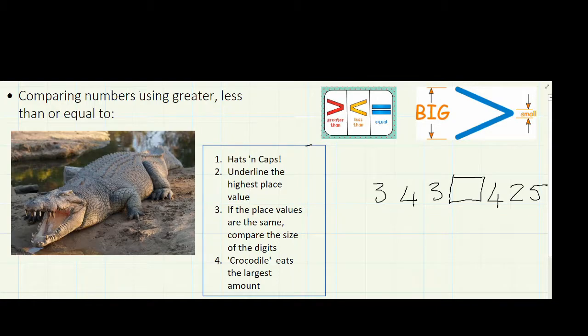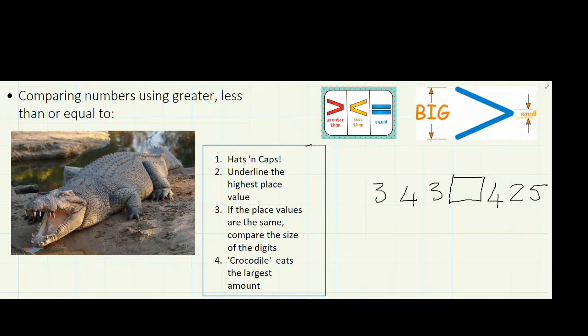The question I've got over here is I have 343, I have a box, and I have 425. What the question will want me to do is utilize the greater than, less than, or equal to sign to get the right answer. Very simply, straight from the off, think of the greater than, less than sign as a crocodile. The crocodile always wants to eat the most amount of food possible. He's got 2 different amounts here that he can eat, but he's always going to go to the largest amount possible.